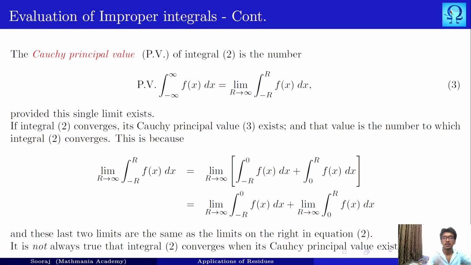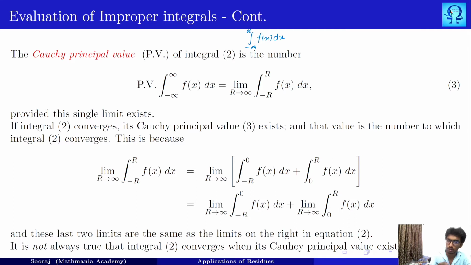So moving next, we define the Cauchy principal value of integral 2. So what was integral 2? Integral 2 is the integral from minus infinity to infinity of f(x) dx. For this improper integral, we define the Cauchy principal value, which is of course going to be some number defined in this form. In order to evaluate the integral, we have written that as a limiting case of two.